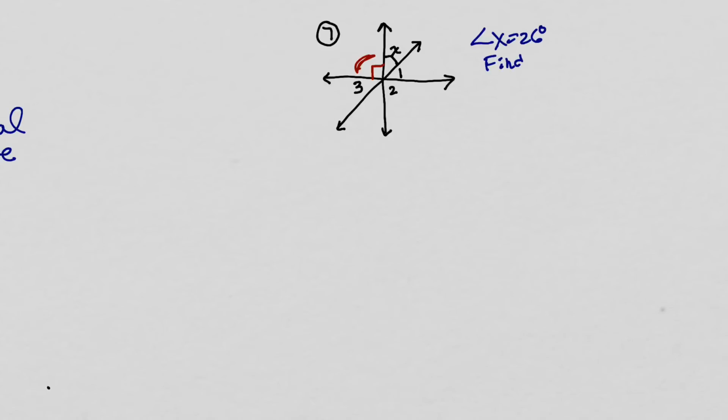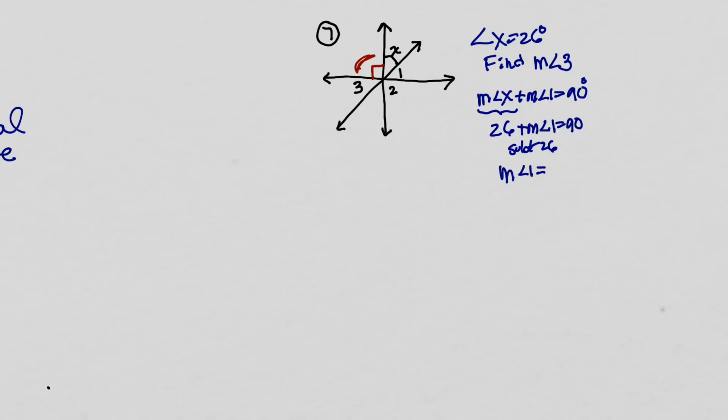And what we want to try to do here is to find the measure of angle 3. So we're looking to find the measure of this angle. Now we know this one is 26. So what is angle 1? Well, here's what we do know. The measure of angle x we're given is 26 degrees, plus the measure of angle 1, that's 90. So if we subtract 26, we're going to get that the measure of angle 1 is equal to 90 minus 26, 64 degrees. Now look at angle 1 and angle 3.